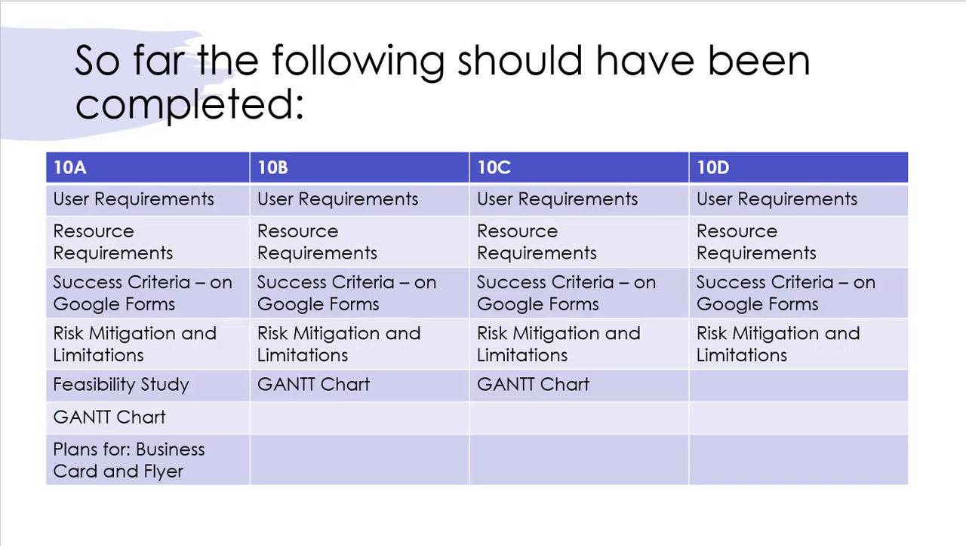So far you should have completed the following. So 10A, you've done user requirements, resource requirements, success criteria on Google Forms, risk mitigation and limitations, feasibility study, Gantt chart and plans for business card and flyer. 10B and 10C, you've done the same minus the feasibility study and the plans, and 10D, you've not done the Gantt chart either. This is completely understandable.